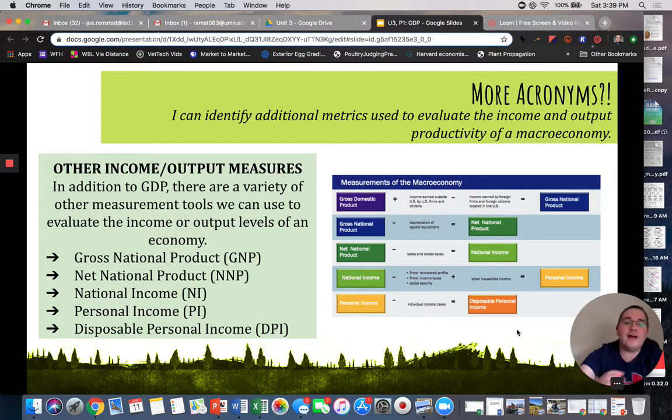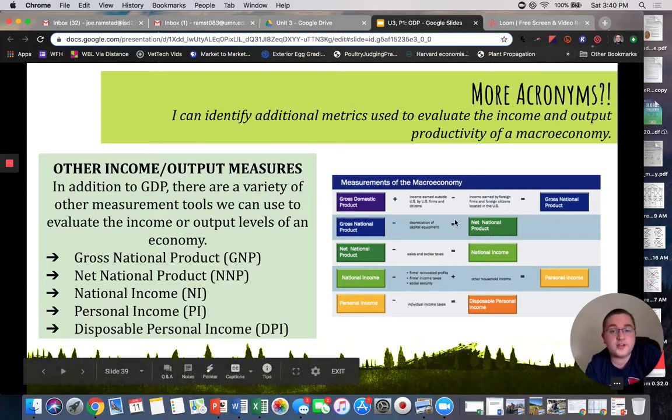Okay, so we have GDP, but now there's even more acronyms that we should probably understand. In addition to GDP, there are a variety of other measurement tools or metrics, I like to use the word metrics, that we can use to evaluate the economy or output levels of an economy. Five of them include gross national product, net national product, national income, personal income, and disposable personal income. So GNP, NNP, NI, PI, and DPI.